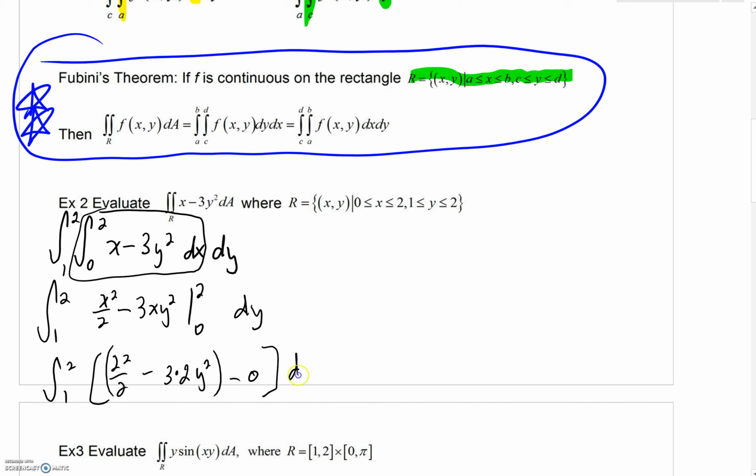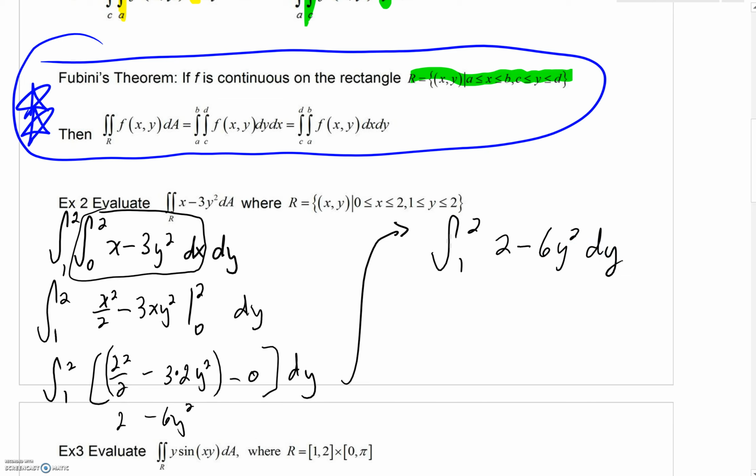I think you can quickly see what's happening. Well, inside, this is 4 all over 2, which is just going to be a 2. This is going to be a 6y squared. So as we continue, we'll have 2 minus 6y squared. And now it's like an old problem. In fact, it's something like you saw in Calc BC. Go ahead and use your fundamental theorem, integrating with respect to y, antiderivatives. Bump this up to a 3 and divide by a 3.